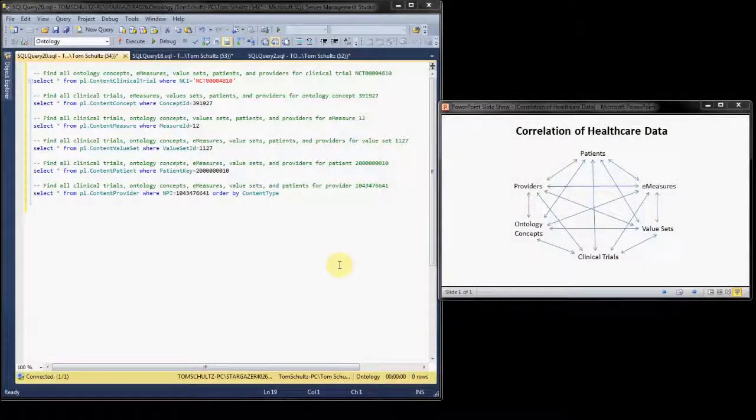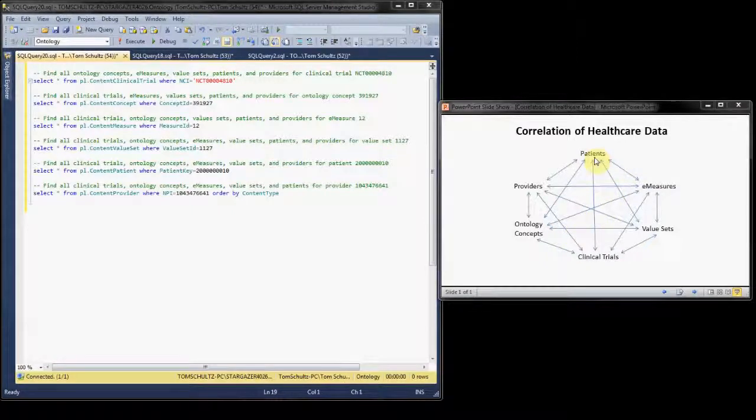The following demonstration illustrates correlation of healthcare data. So we see a PowerPoint slide on the right here, and we're looking at 6 dimensions here: a list of patients, e-measures, value sets, clinical trials, ontology concepts, and providers. And what we're going to show here in this demonstration is that we have correlated all of these.